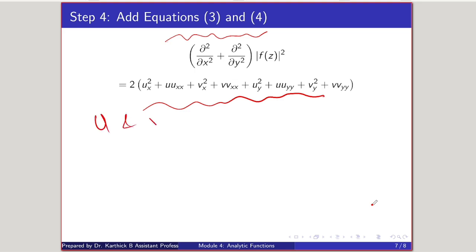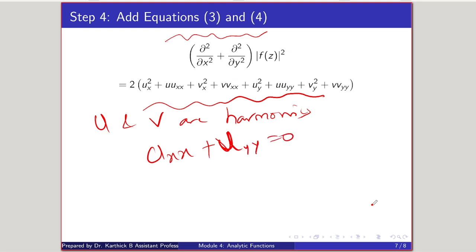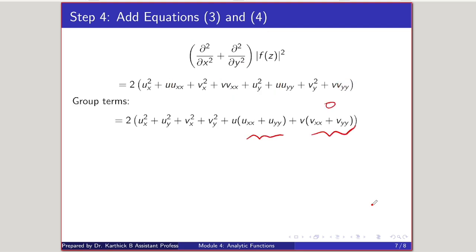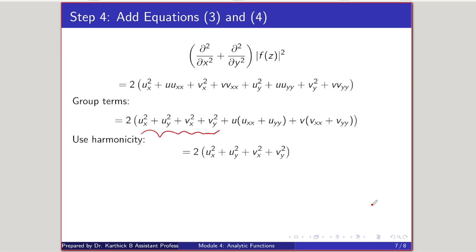And we know that u and v are harmonic, so they satisfy the Laplace equation. The Laplace equation is u_xx plus u_yy equal to 0. Here u_xx is here, u_yy is here, so u is common for both terms. I may take u as a common term and write u_xx plus u_yy. Similarly, v_xx is here, v_yy is here, and both terms carry a constant v. So we can take v as common and write v_xx plus v_yy, which will be equal to 0. So it will be 0 according to u and v being harmonic.